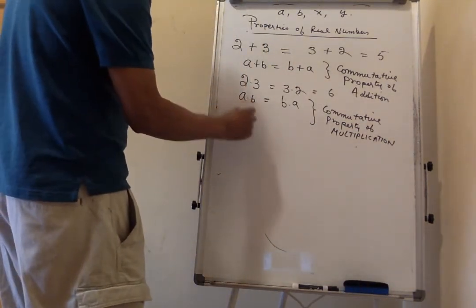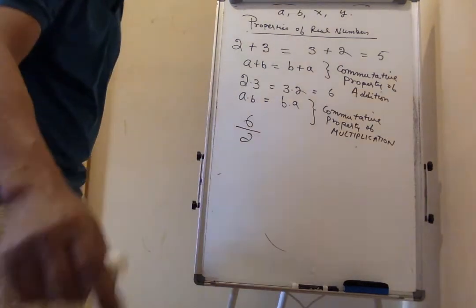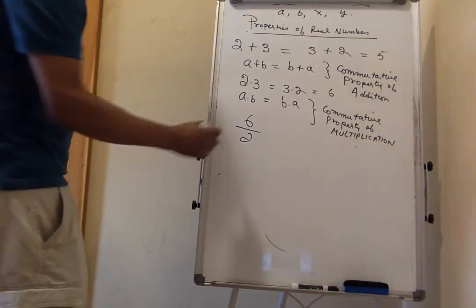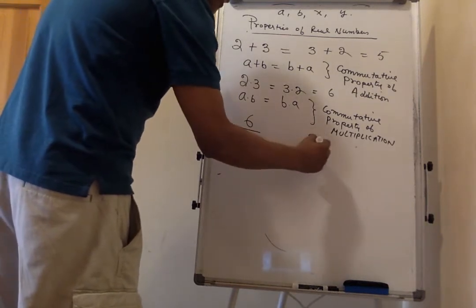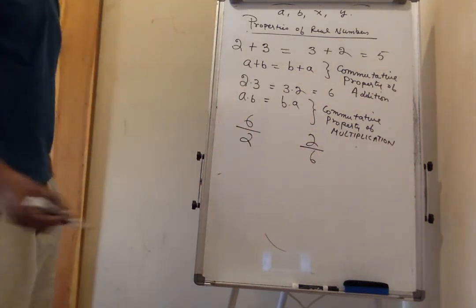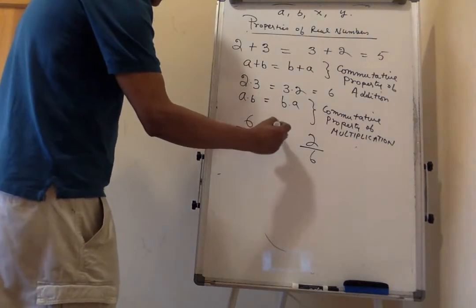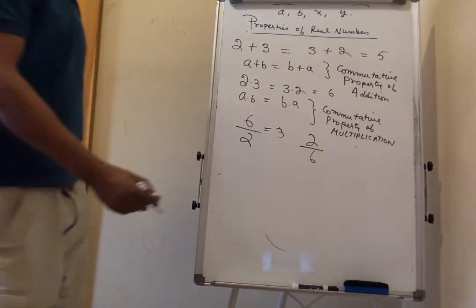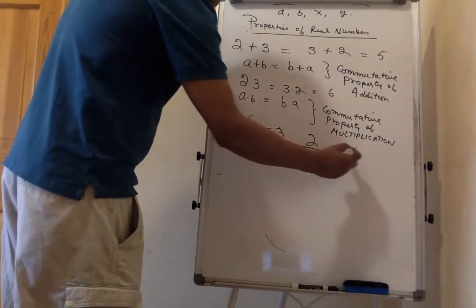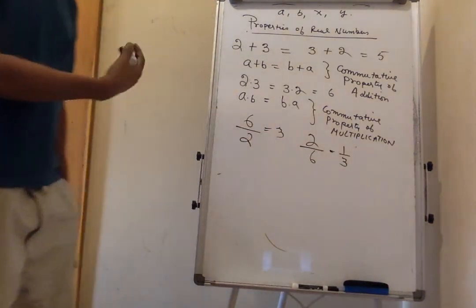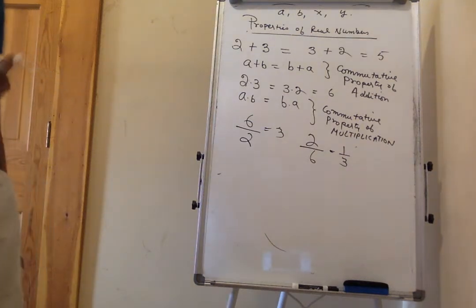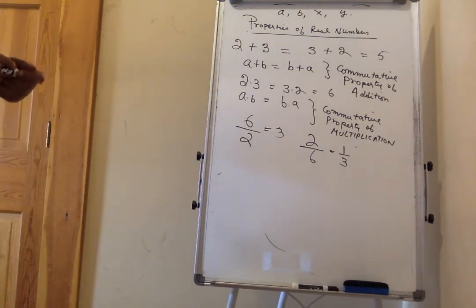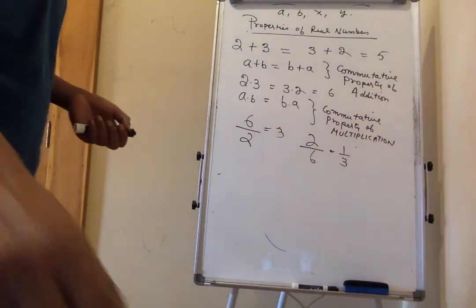The same thing about division. So for instance, if I divide 6 by 2, is it the same as dividing 2 by 6? No, it is not, because 6 by 2 is 3, and 2 over 6 is 1 over 3. So these are two distinct values. Therefore, we can conclude the same thing that we did for subtraction. Division is not commutative. Okay.